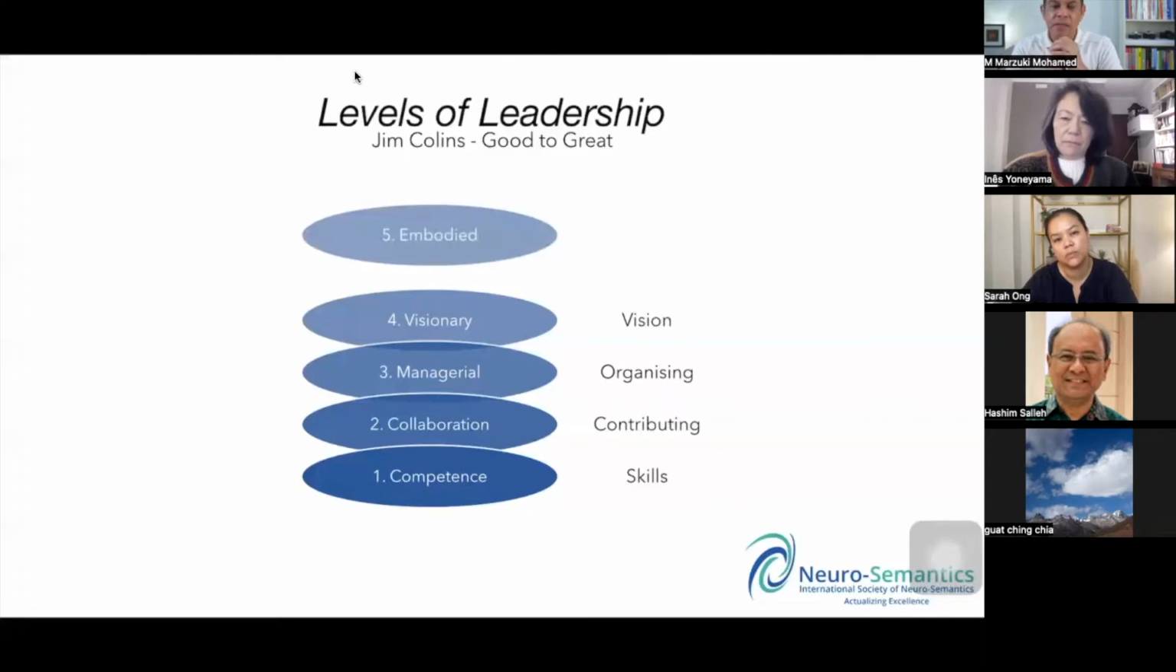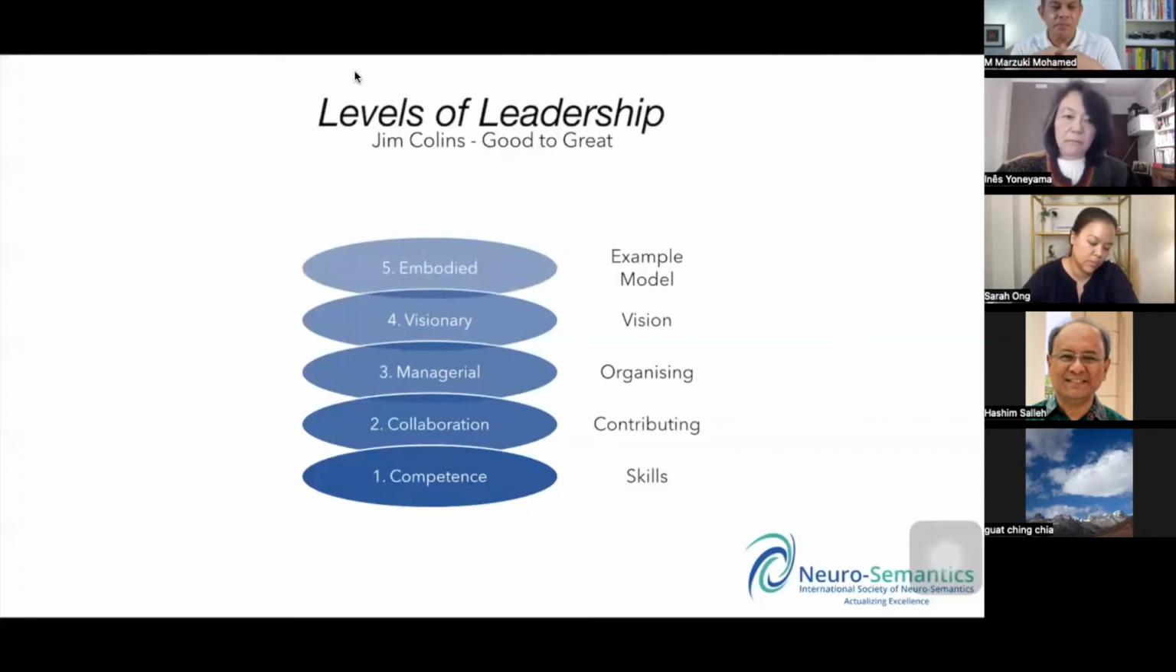And at the highest level here is embodied leadership. An executive leader leads via being an example and model. This is called exemplary leadership. So level 5 leader here builds enduring greatness in organization through a blend of humility and professional will. So they are not leading through telling people what to do. Now they are the example of what the vision is. So this is the embodied level of leadership. So this is one model of the levels of leadership that we got from Jim Collins.